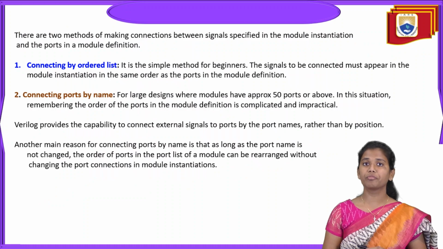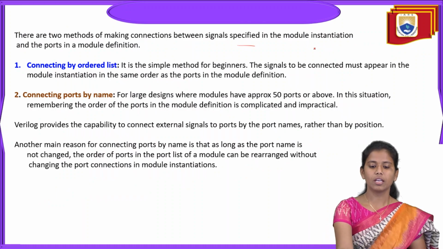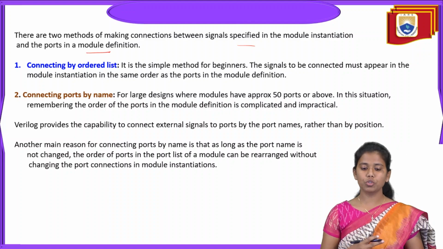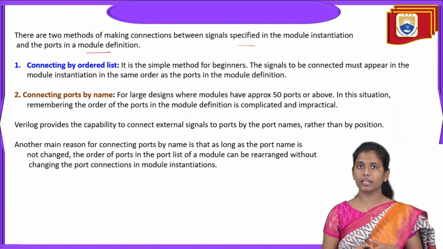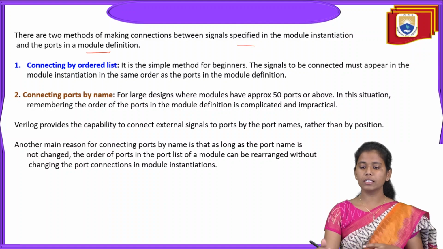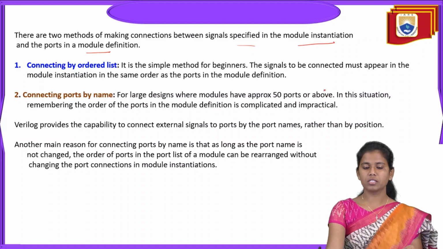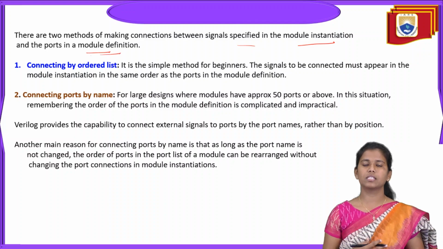So there are two methods of making connections between the signal specified in module instantiation and the port in a module definition. So here there are two ways to make the connections. There are two methods for the connection of two different ports, with respect to the module instantiation, and also with respect to the module definition.